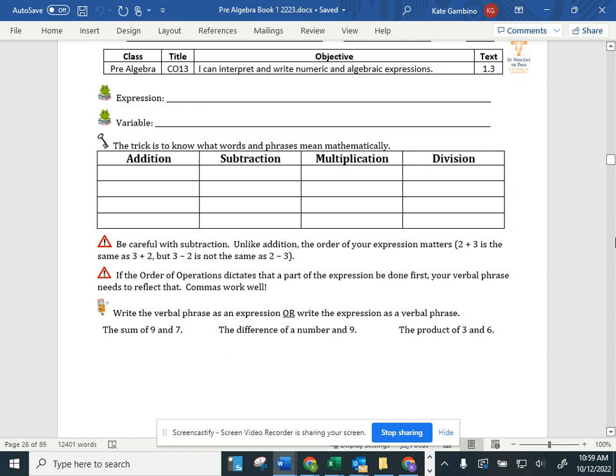To start with, we need to know what these terms mean. So for writing algebraic expressions, an expression is a mathematical statement. So an expression is a mathematical statement. And we're going to go over what that looks like.